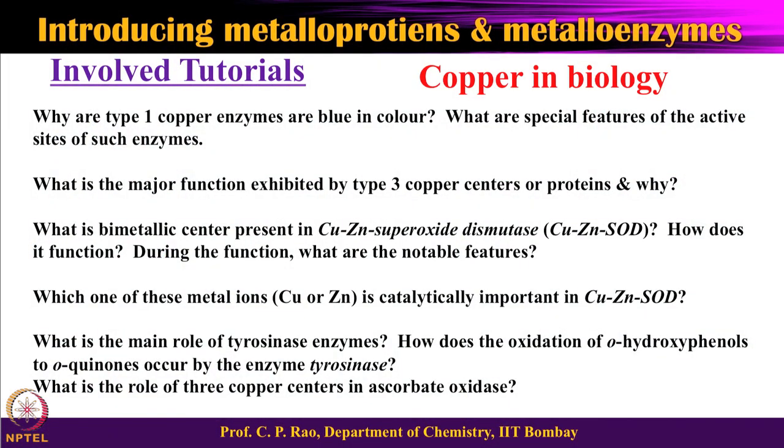What is the major function exhibited by type 3 copper centers in proteins and why? First of all, the type 3 copper center is a dinuclear center. With a dinuclear center, the moment it comes to mind, one should think of both the metal centers for a redox purpose, giving 1 electron. In fact, copper 2 can go to copper 3 can go to copper 2. So, 1 electron. Therefore, 2 such copper centers, 2 electrons. Therefore, one can expect a 2 electron redox process.